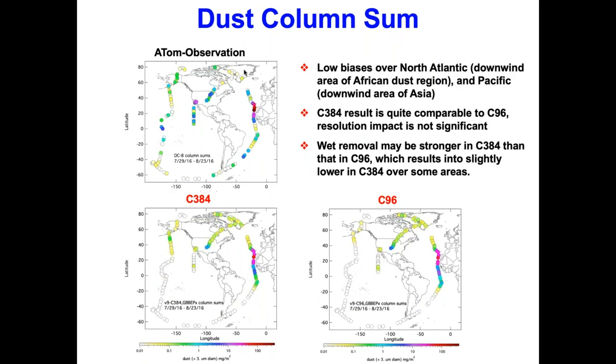Other than the organic carbon, we also compare the dust column sum. Here are two different resolutions predicted by the model. Overall, we can see a slight low bias over the North Atlantic, which is the downwind area of the African dust region, and the Pacific, which is the downwind area of Asia. Again, the resolution impact is not significant, with only slight differences shown by using different resolutions.